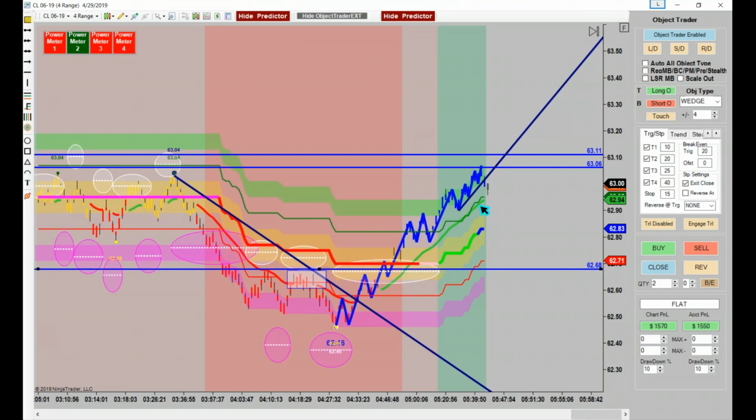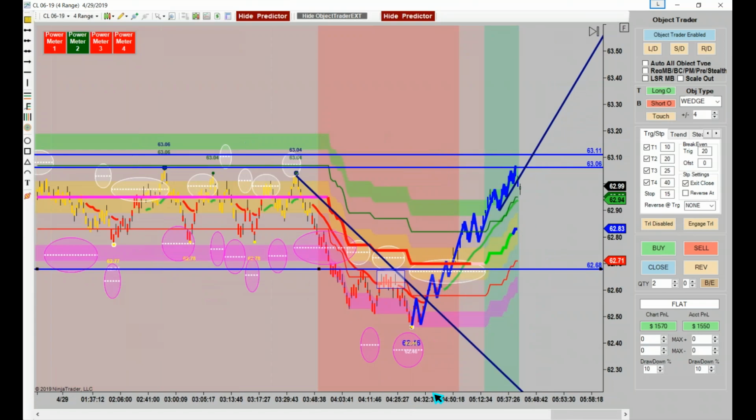Now, predictors, I don't have a green predictor yet. So I'm looking for a retrace into a green predictor to see if I can get another trade, but I've got to get at least 10 ticks to my next resistance level. Okay, drawing on my chart.